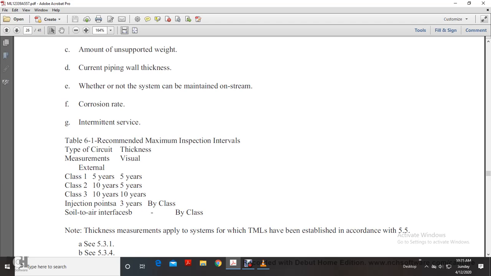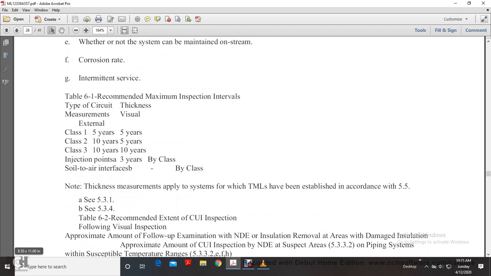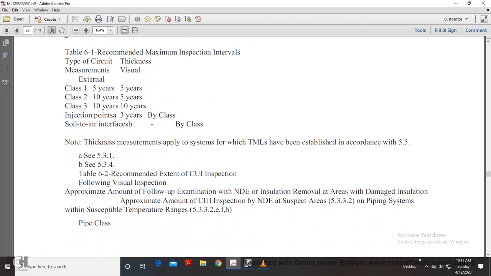Table 6.1, recommended maximum inspection intervals by type: thickness measurement. Class 1, 5 years. Class 2, 10 years. Class 3, 10 years. Injection points, 3 years by class. Soil-to-air interface by class. No thickness measurement may apply with the system of the table. The thickness measurement is established in accordance with 5.5, 5.3.1, and 5.3.4.